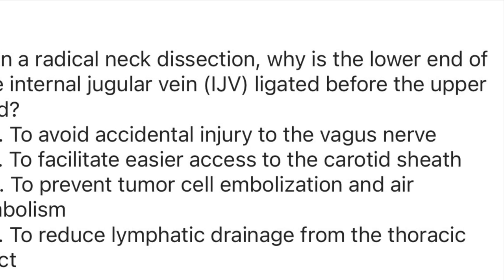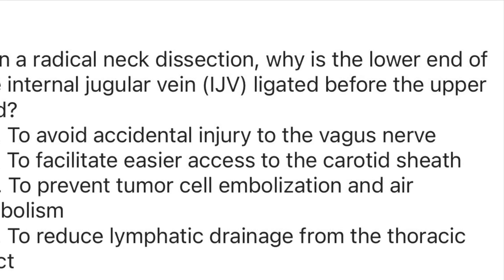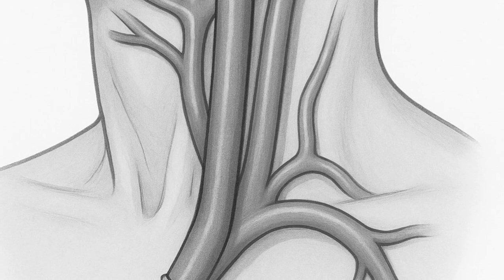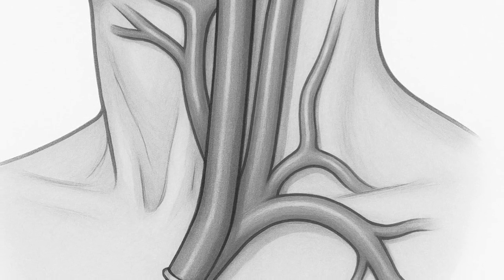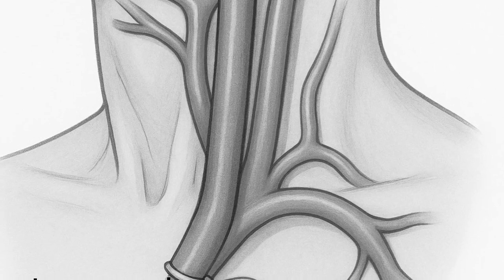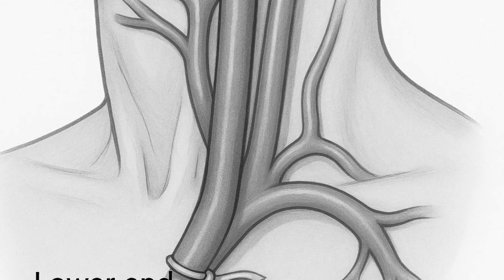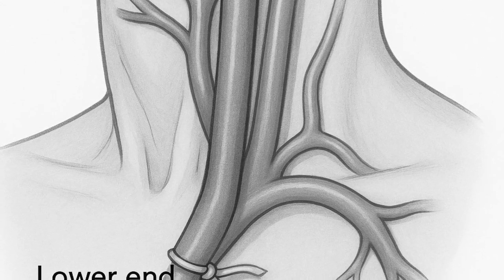The answer to this question is to prevent tumor cell embolization and air embolism. Reasons for ligation of the lower end: First is to prevent tumor cell embolization. If the upper end is ligated first, blood flow from the lower end of the IJV can force tumor cells toward the thorax, increasing the risk of tumor emboli entering the systemic circulation, mainly in the lungs.